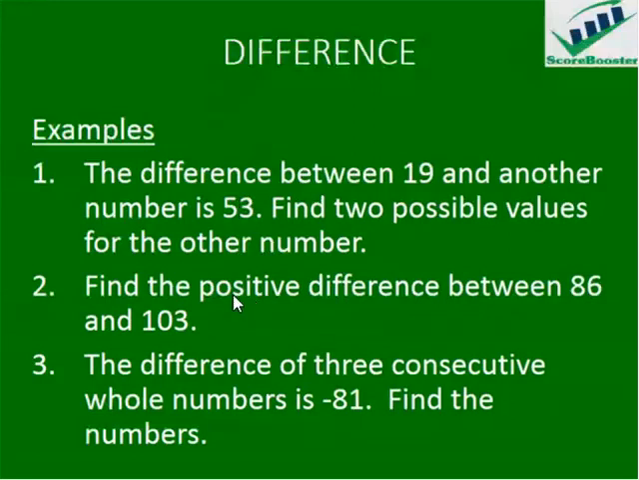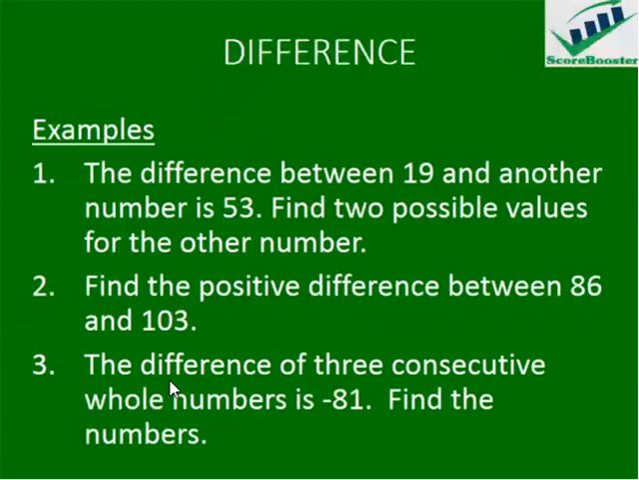The second example says we should find the positive difference between 83 and 103. And for us to get a positive difference, we must subtract a smaller number from a larger number. So that's why they say positive difference. Assuming it is negative difference, we know that we have to subtract a larger number from a smaller number.